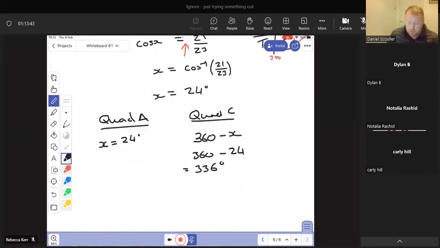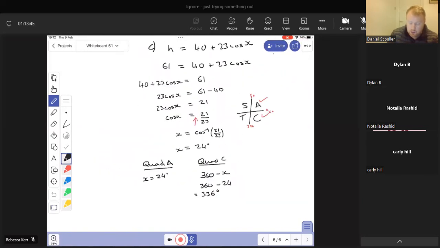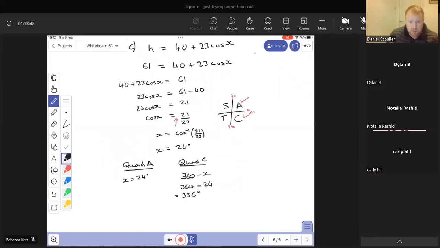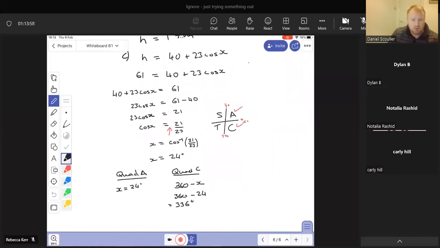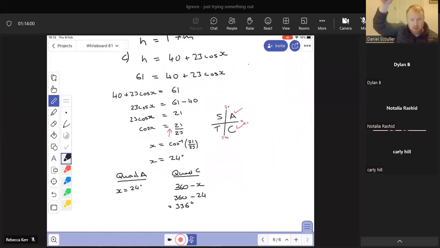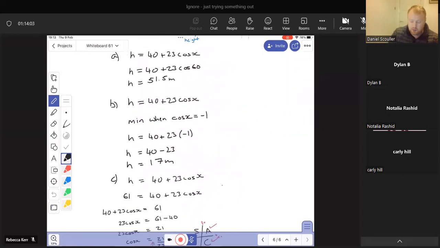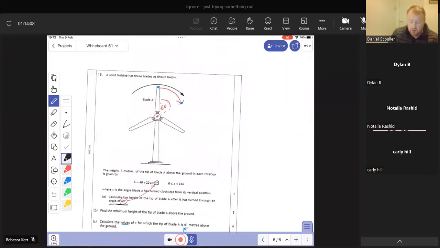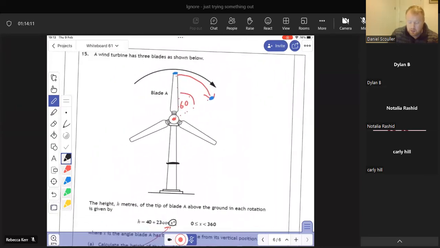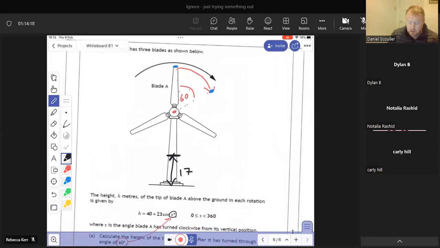Okay, so I've got two answers. Remember what the question was? At what point is the tip of that blade at 61 meters? Now that's rotating round and round. The minimum we've figured out was 17 meters, and that rotates up to a maximum as well. You don't need to do this bit, this is just a wee proof in my head. So I know the minimum that blade's going to go to is 17 meters above the ground. Work out the maximum is 63 meters above the ground.